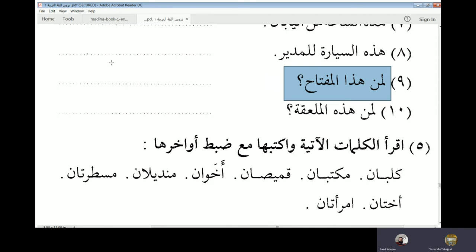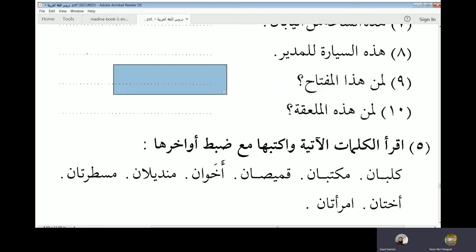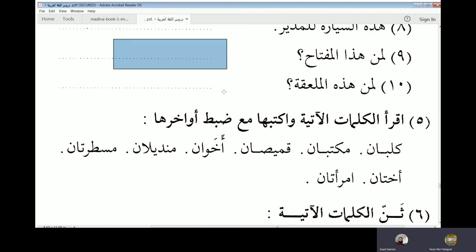Li-man hatha al-miftah? Okay, Miftah. And to whom belongs this key? Okay, this key belongs to who? Li-man hathani? Miftahani.